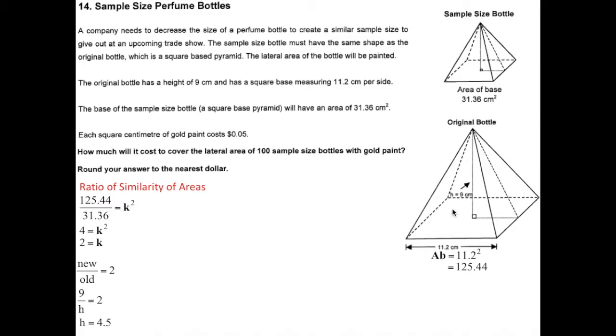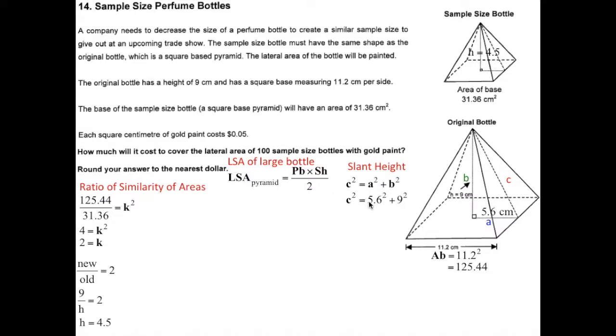That's not what I did because I already have most of what I need over here. I figured out the lateral surface area of the large bottle is perimeter of the base times the slant height divided by 2, and I realized, hey, I don't have the slant height. So to figure out the slant height, I'm going to label these sides A and B, the legs A and B like we always do, and the hypotenuse is going to be C, and we're after the C. So C squared is equal to A squared plus B squared, which is 5.6 squared. If this is 11.2, half 11.2 is 5.6, and the height is 9, so plus 9 squared. That gives us 112.36. Take the square root of both sides. That gives us 10.6. So the slant height of the original bottle is 10.6 centimeters.